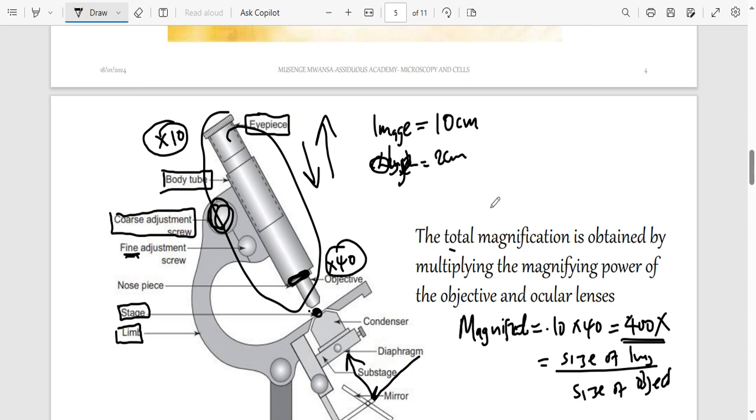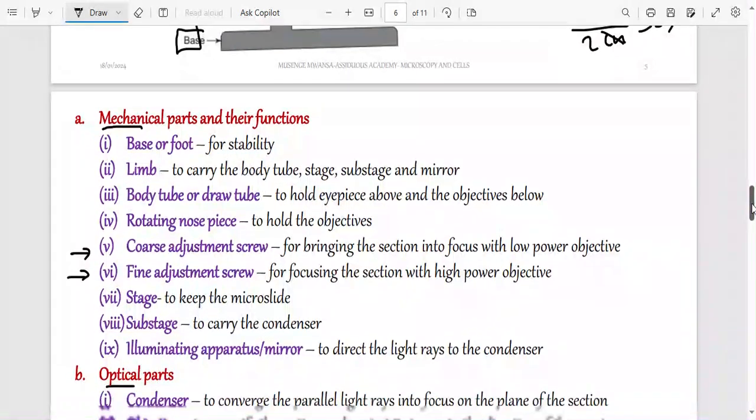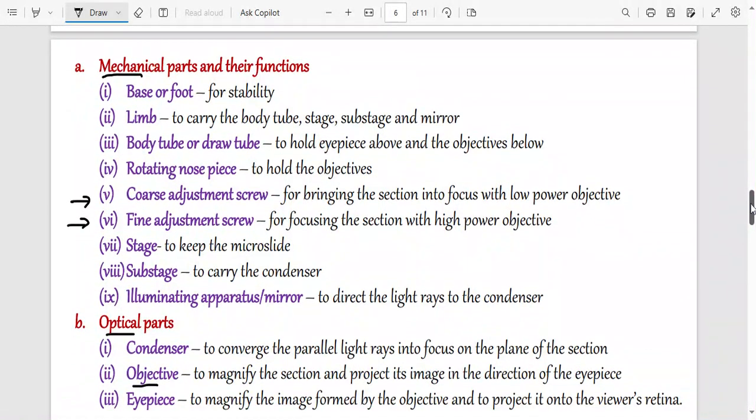So they are all involved in making sure that you bring your image, let's say the specimen, into focus. You want to make sure that you can see it clearly. So the course for bringing the section into focus with low power objective. So one is just describing more. What are these? The objective lenses.